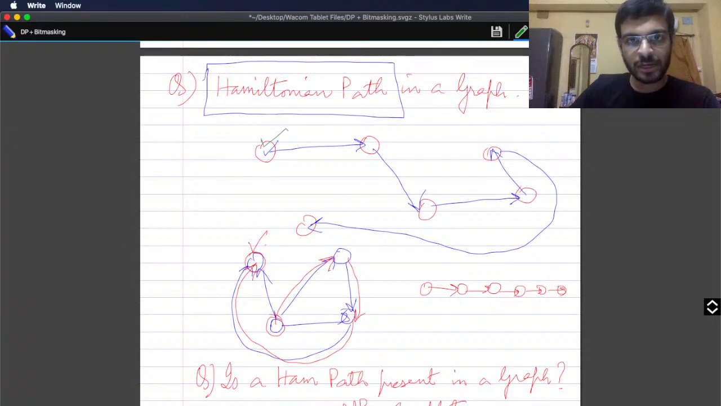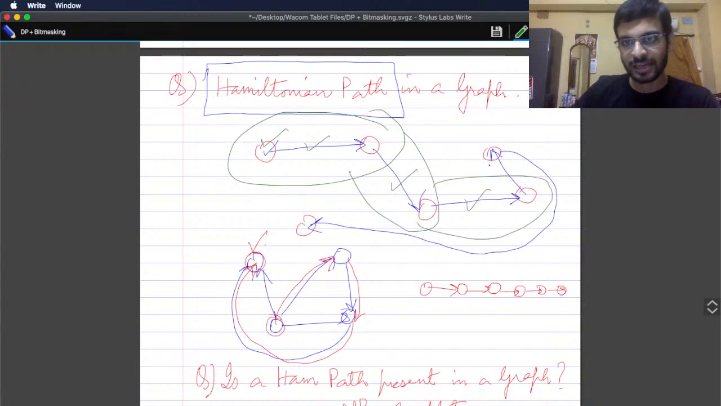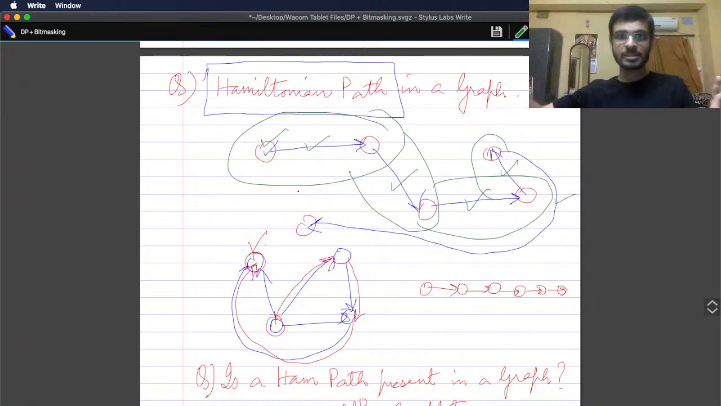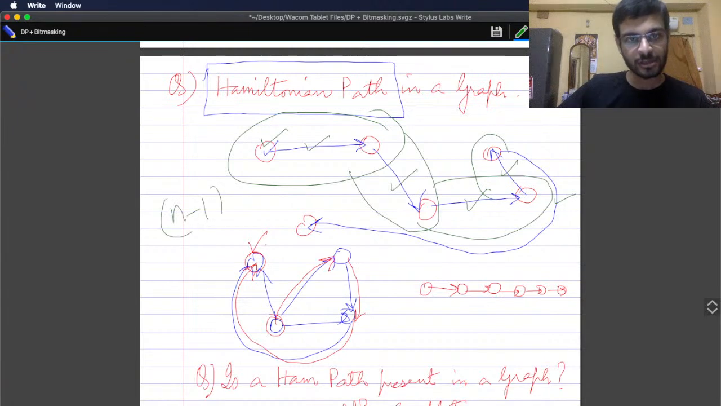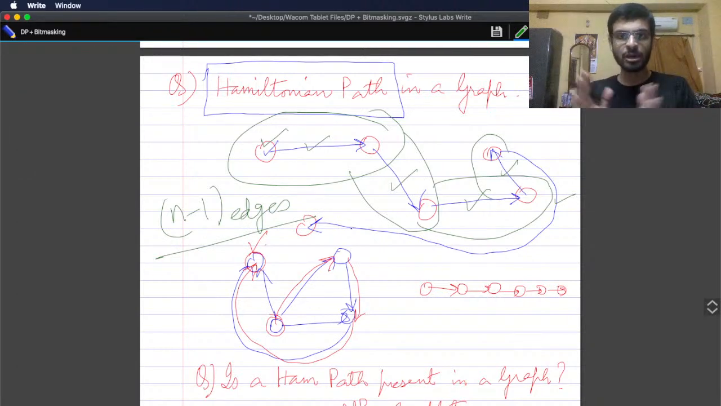The moment I draw this edge, these two are connected. The moment I draw this edge, this is connected. And so on. And the moment I draw this edge, now the entire thing is connected. So I'm able to form a path from one vertex through all the vertices to a last vertex, using n-1 edges, which is a good observation. We know that if there is a tree of n vertices, it will have n-1 edges.